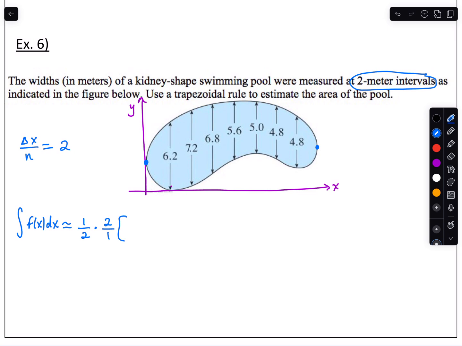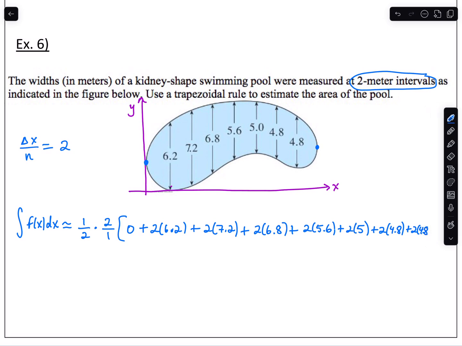And then, going down the line, for 0 here we're only going to use it once. Then, of course, we're going to use 6.2 two times, 7.2 two times, 6.8 two times, 5.6 two times, 5 two times, and then 4.8 two times. And then at the end, we have one single 0.